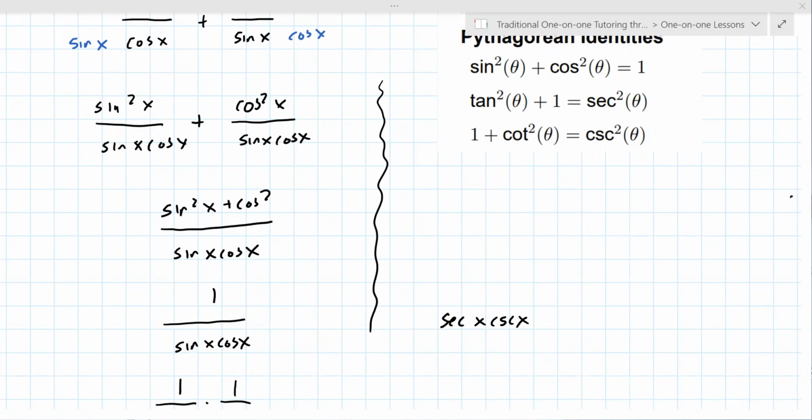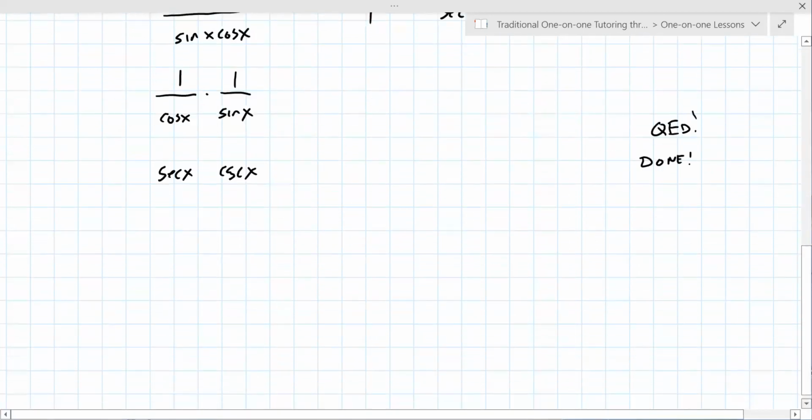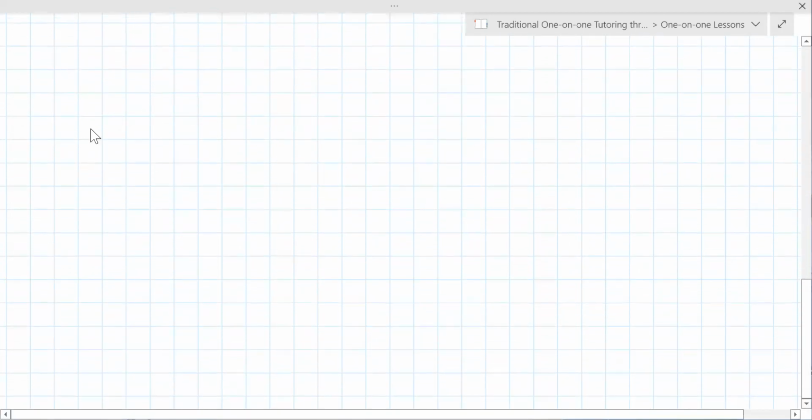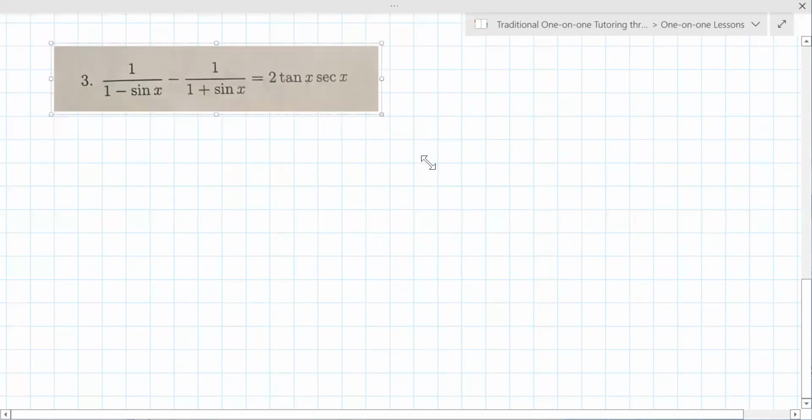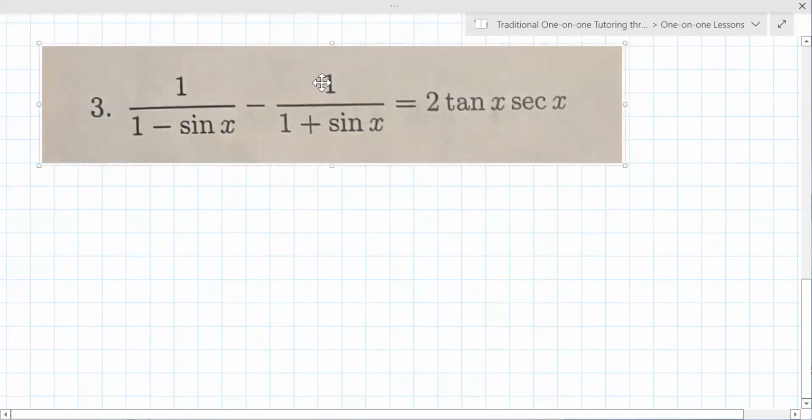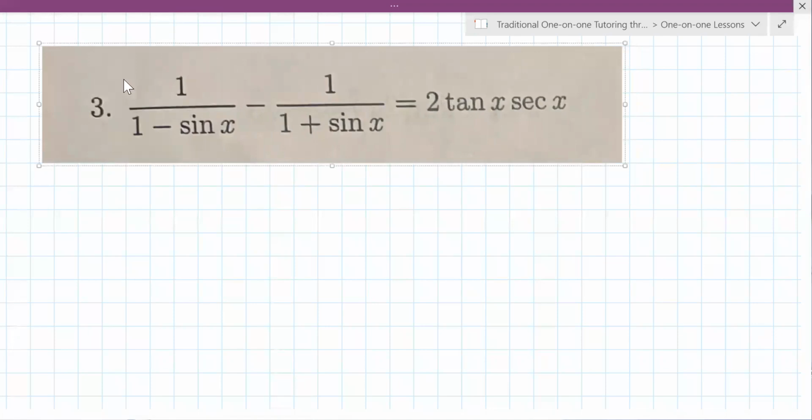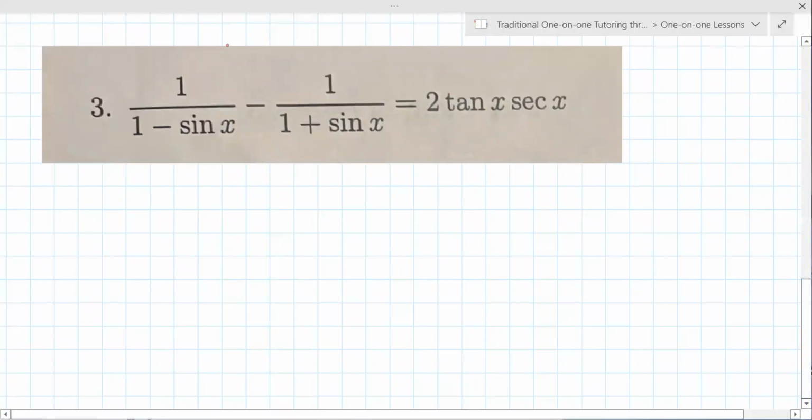Questions on that? No? Okay, let's look at number 3 next. All right, which side looks more complicated to you? The left side. Yeah, so we're going to unfortunately work on the left side. Left side is the worst one.